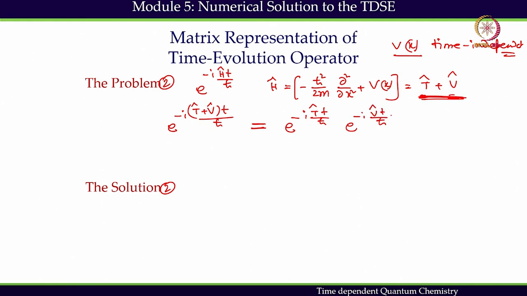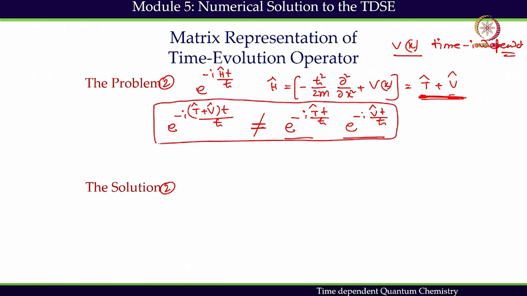We may assume that this is true, but this is absolutely not true. We cannot write it like this way. So, we cannot separate these two operators as a product of individual operators like this. This is not true, just because T and V, these two operators generally do not commute.